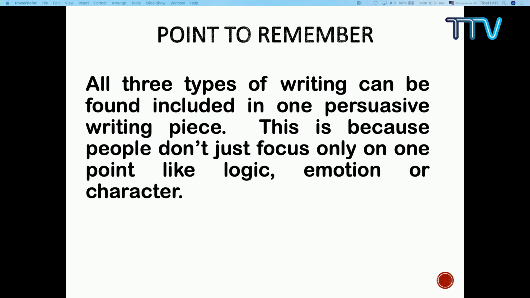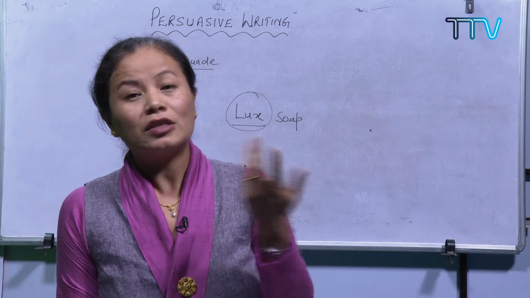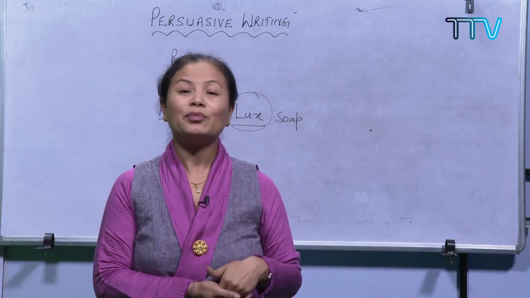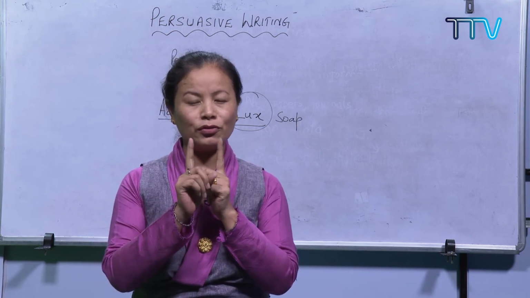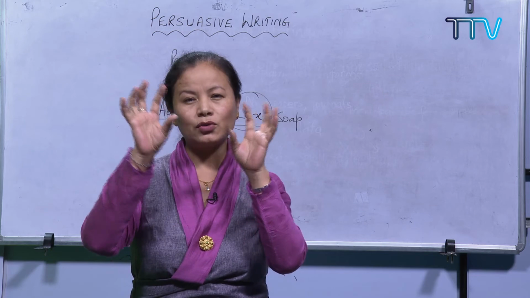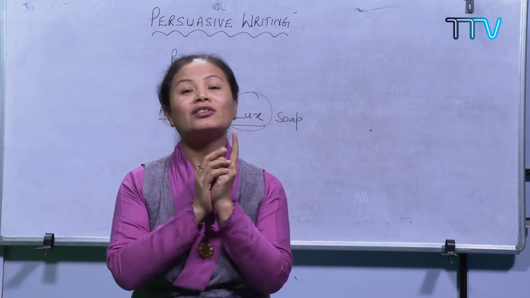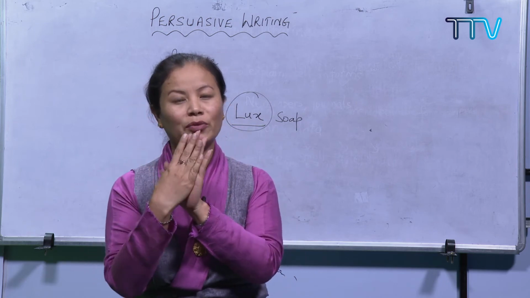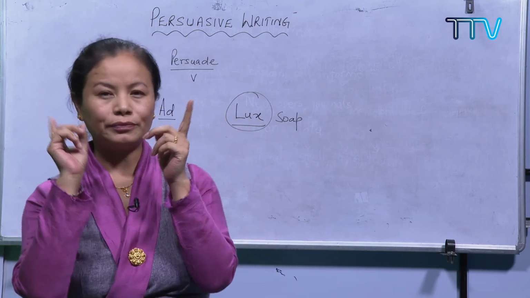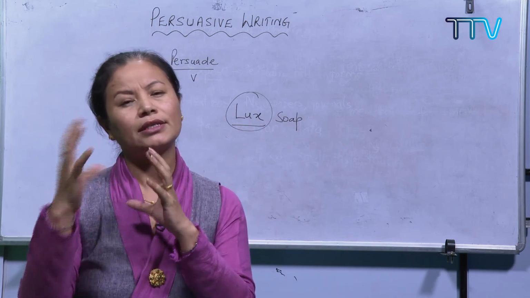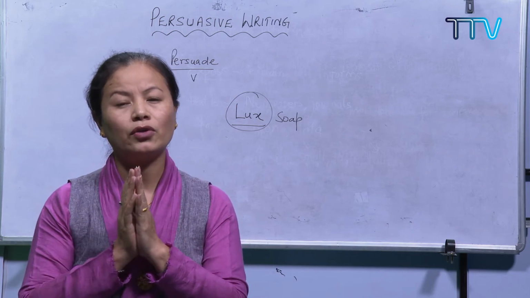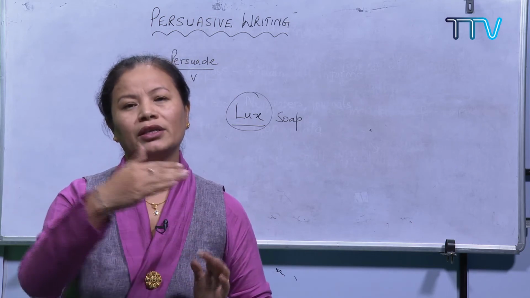This is because people don't just focus only on one point like logic, emotion, or character. So even when, like I told you, in television ads, when you have the superstar or the film star or sports star promoting brands and products, there also you are not using your appeal to the character only. You may use the emotion in a way if you feel more connected to the celebrity, right? Or sometimes you may use your reasoning as well. Sometimes the ads are written in such a way that people start thinking, oh, this might be very good. Not just character, they use reasoning as well in a way. They just tell you, right?